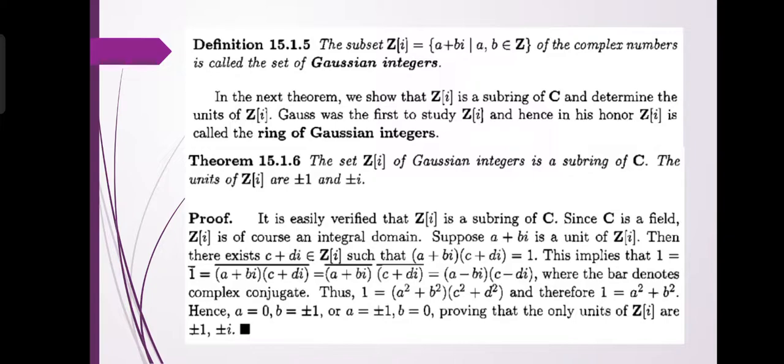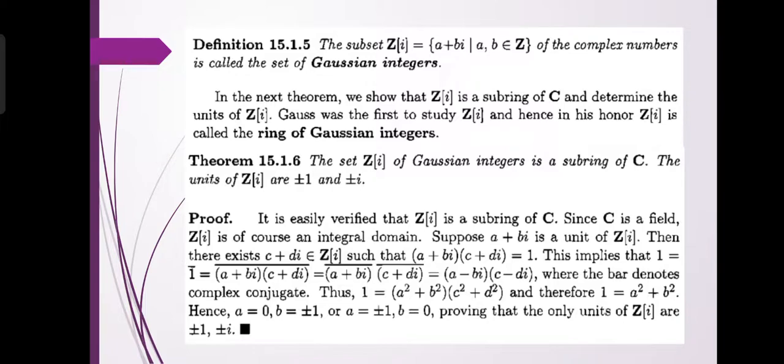So, by theorem 15.1.6, the ring of Gaussian integers is a subring of C. The units of the ring of Gaussian integers are plus and minus 1 and plus and minus i. It is easily verified that the ring of Gaussian integers is a subring of C. Since C is a field, the ring of Gaussian integers is of course an integral domain.